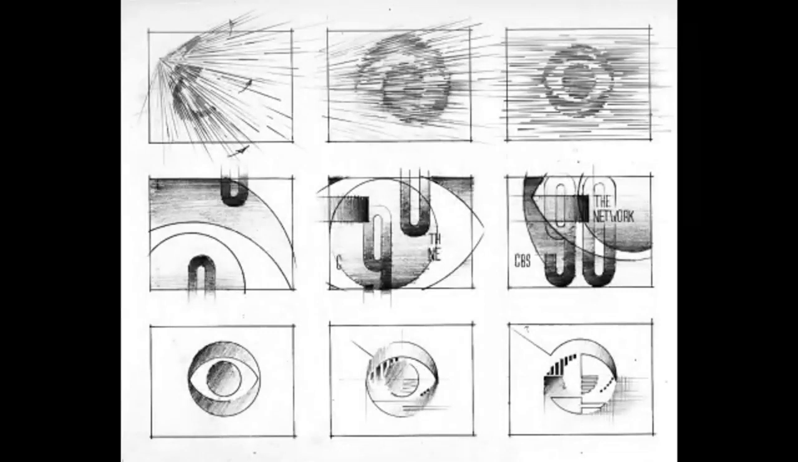Here's some examples of branding CBS, CBS Network. And you can see here that these are different concept sketches, but these are storyboards now. So you can see how the motion starts in the left, in the beginning, and what it will look like in the middle, and then finally what it will resolve to in the end. So literally a storyboard has to consist of at least 3 frames, a beginning, middle, and end.